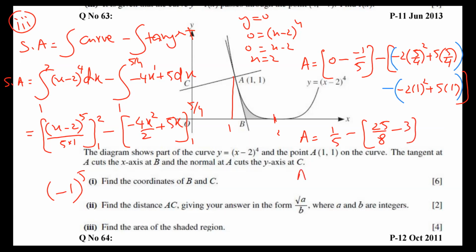Alhamdulillah, I'm going to finish: 1 divided by 5 minus 25 divided by 8 plus 3. If I open the bracket, I get 3 by 40 unit square, which is the area of the shaded part. Alhamdulillah, we have finished completely.